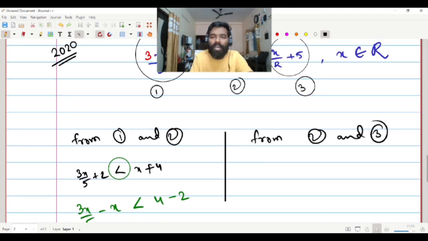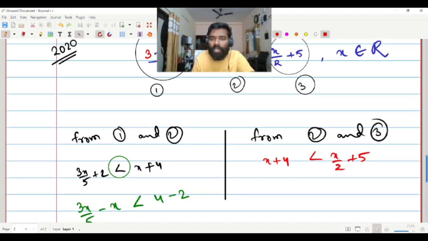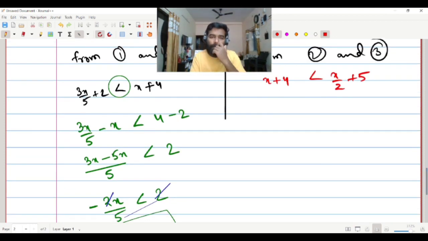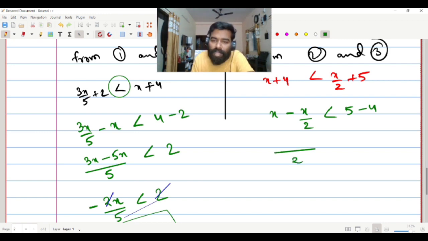Now let me take the other two, that is x plus 4 is less than or equal to x by 2 plus 5. Okay, so next, how to do this? The same process. You take all the x to the left hand side and take all the numbers to the other side. So now I can take LCM here. So this becomes 2x minus x is less than 5 minus 4, which is 1.